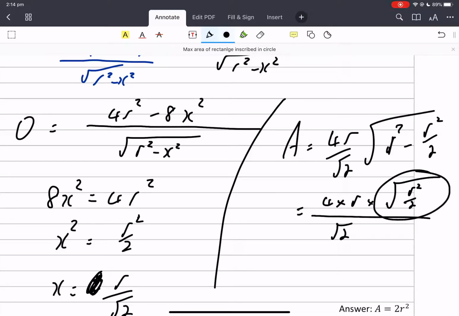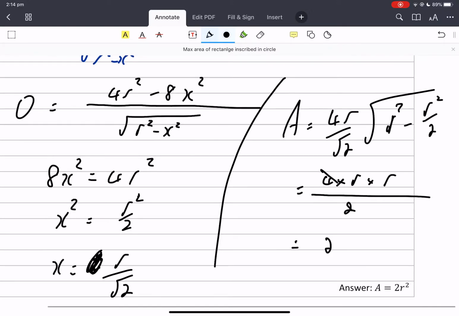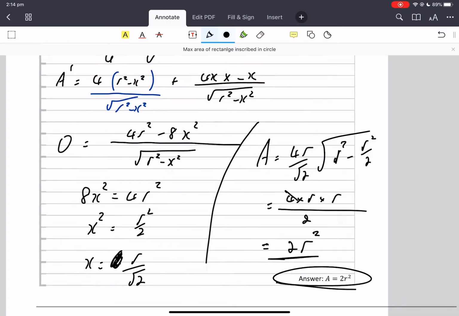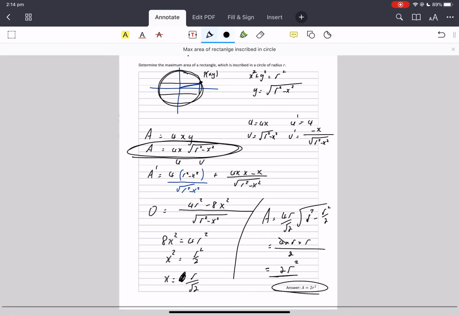Let's just tidy that up. R squared on 2 is just r on root 2, isn't it? So it's going to be r on root 2. Root 2 times root 2 is 2. They cancel and we get our answer, 2r squared, which is what hopefully you got when you gave it a shot. There you go. That was fun.